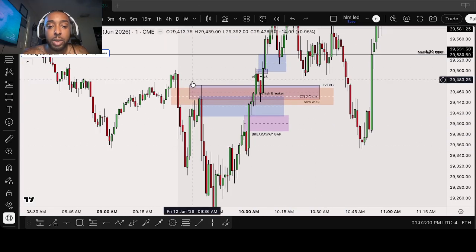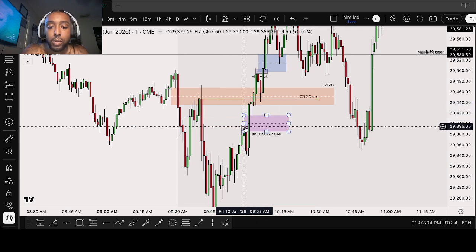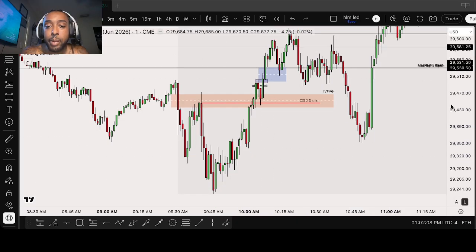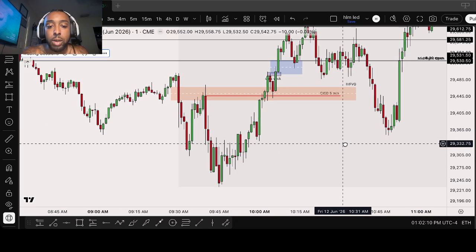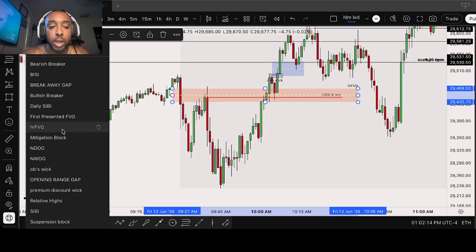You see how? So let me delete all these zones because I'm done talking about what I was going to do. So if you just focus on inverses, bro, look how this inverse fair value gap gets used to go down. Right. So you see the fair value gap. So they draw it because first it was a CB.